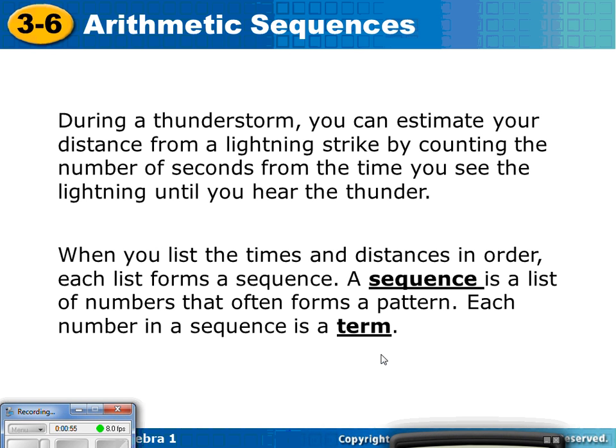During a thunderstorm, you can estimate the distance from a lightning strike by counting the number of seconds from the time you see the lightning till you hear the thunder. When you list the times and distances in order, it forms a sequence. A sequence is a list of numbers that often forms a pattern. A sequence does not have to form a pattern, but a lot of times it does. Each number in that sequence is called a term.